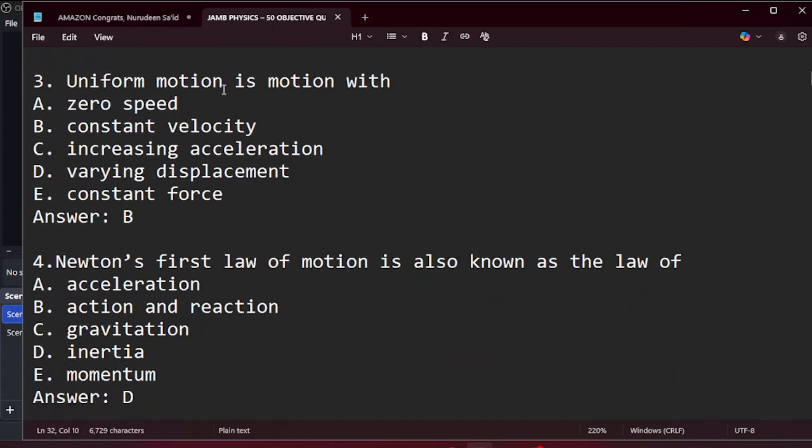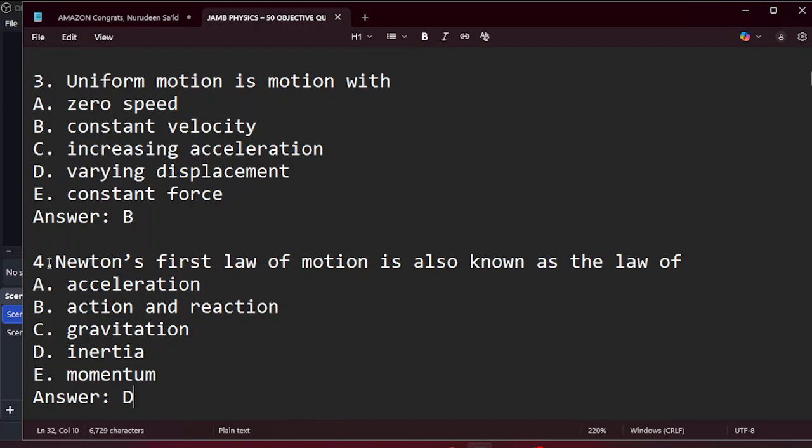Question number 3. The uniform motion is motion with A. Zero speed. B. Constant velocity. C. Increasing acceleration. D. Varying displacement. E. Constant force. The answer is B.